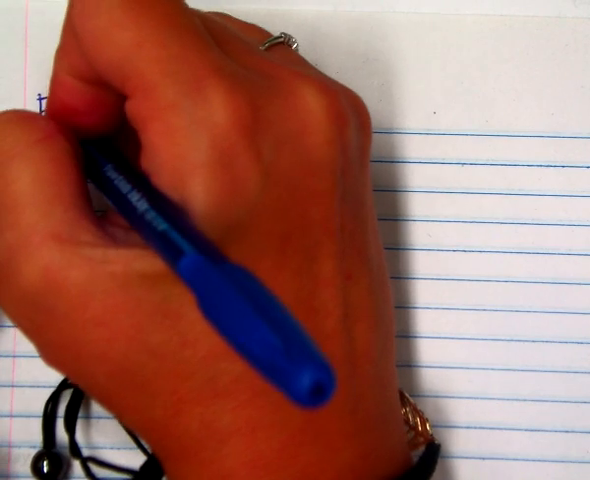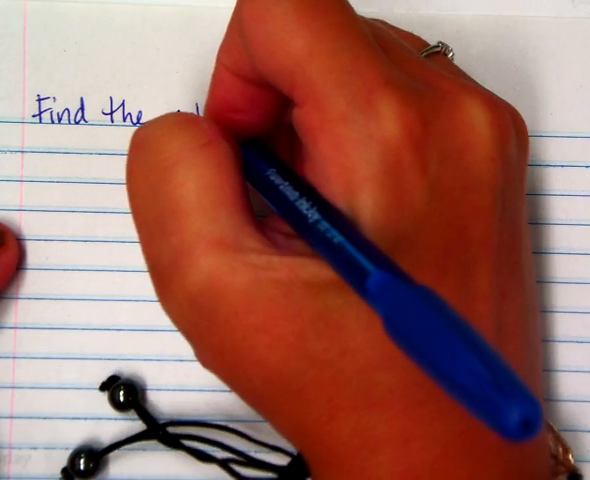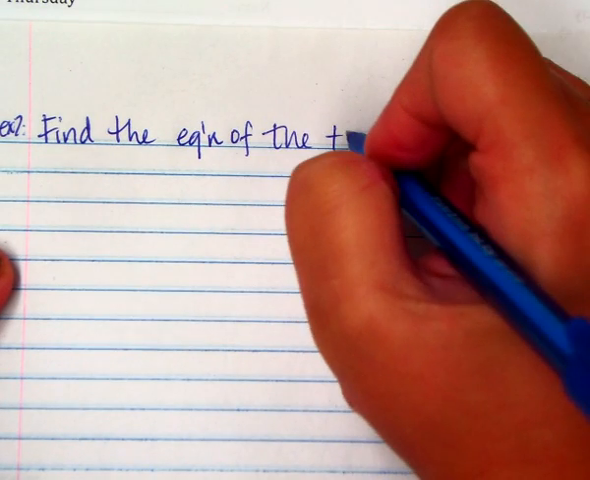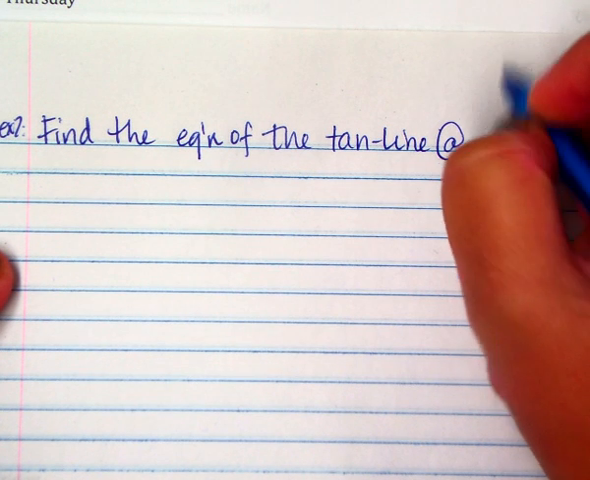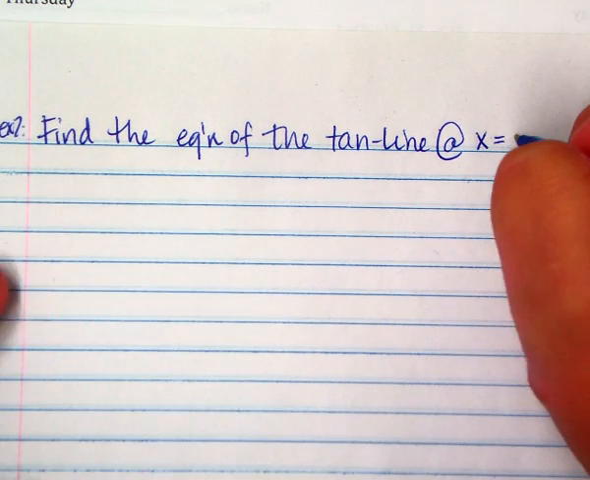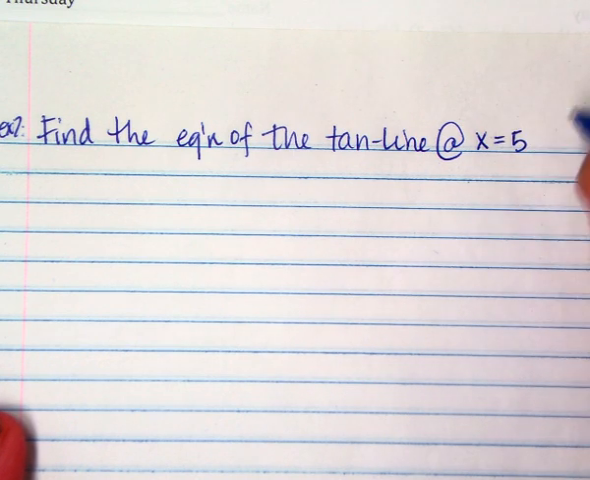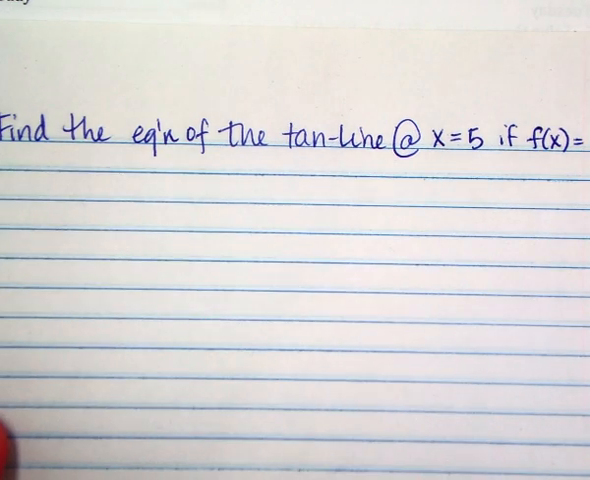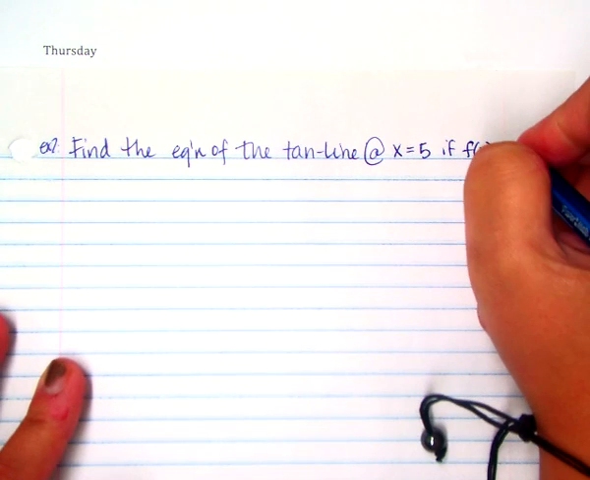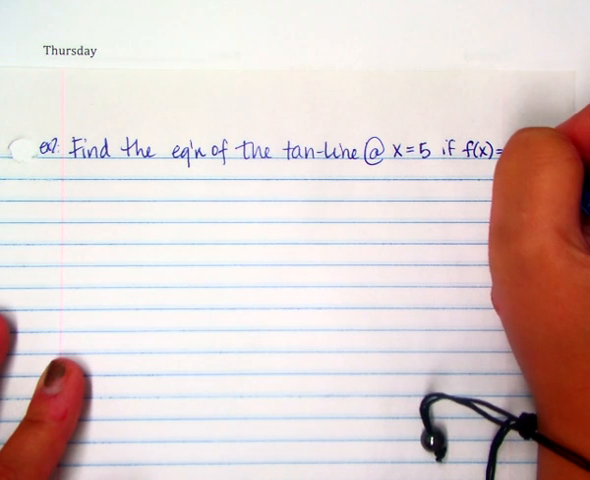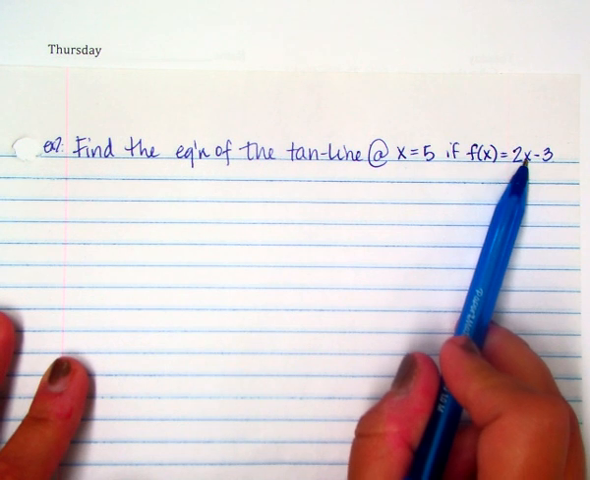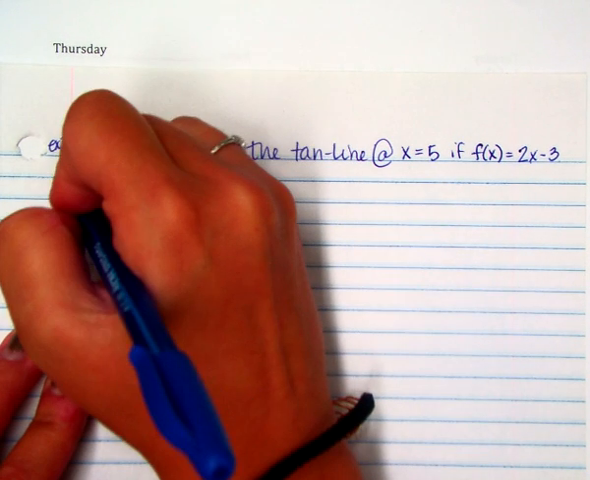Let's just do a simpler one. Find the equation of the tangent line at x equals 5, if f of x equals, let's do 2x minus 3. This is example 2. So I have the x value. This is a linear function, which is kind of a hint there. Let's use the limit definition to come up with the derivative.